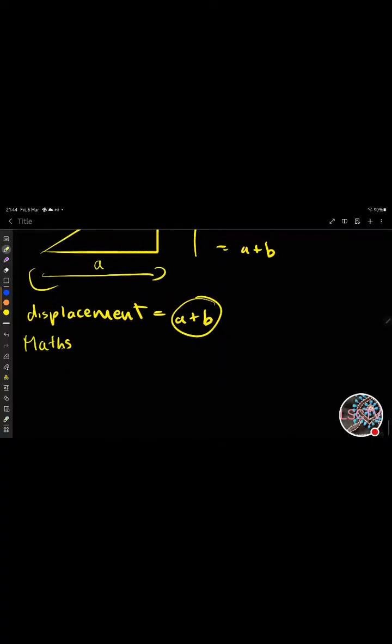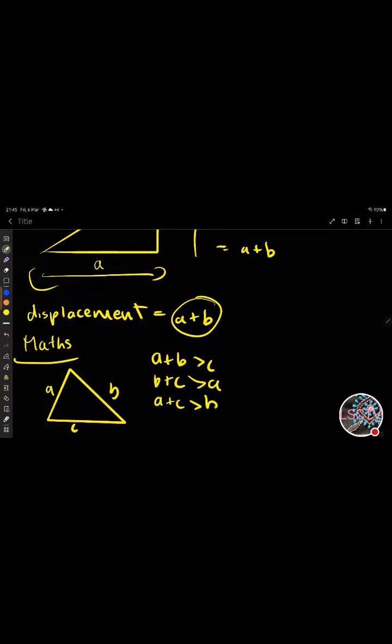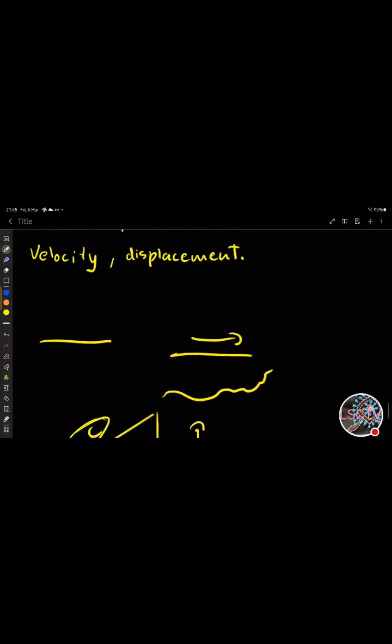Remember when you were in 7th grade, you studied this thing called the triangle inequality theorem. It says that, let's say I have A, B, C, A plus B should be greater than C, B plus C should be greater than A, and A plus C should be greater than B. The sum of any two sides of any triangle that you construct should be greater than the third side. So remember that.